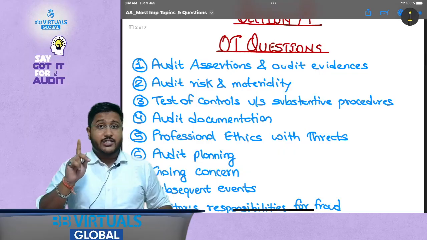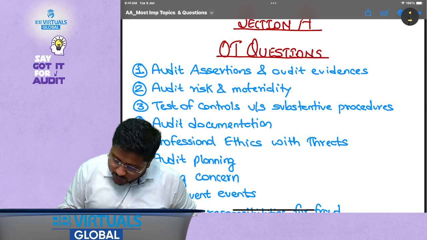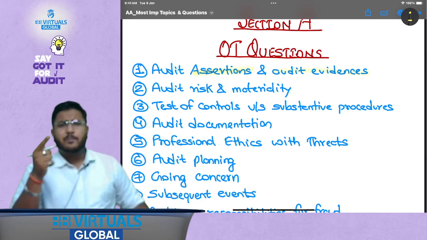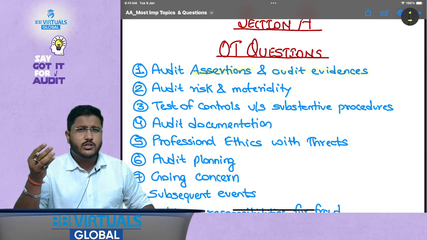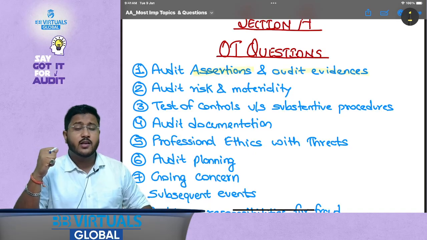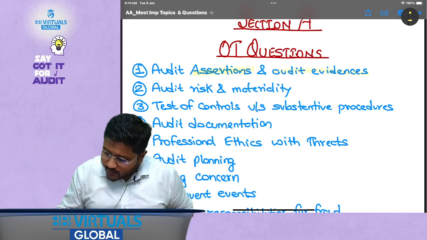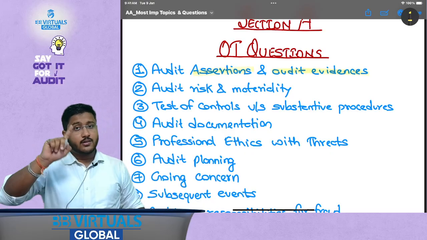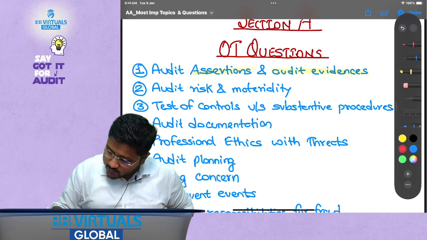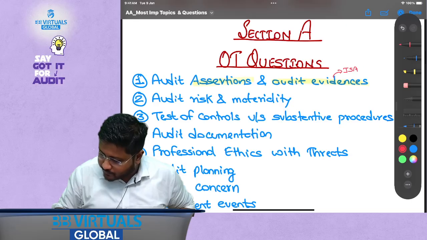For section A, that is objective type questions, the most frequently tested areas are audit assertions and audit evidence. Assertions, you remember: completeness, accuracy, valuation, cutoff, rights and obligations, presentation and disclosure, existence and occurrence. All of that is tested under audit assertions. And audit evidence, what kind of audit evidence is there? The ISA 500 series. So please understand that all of these are very important.